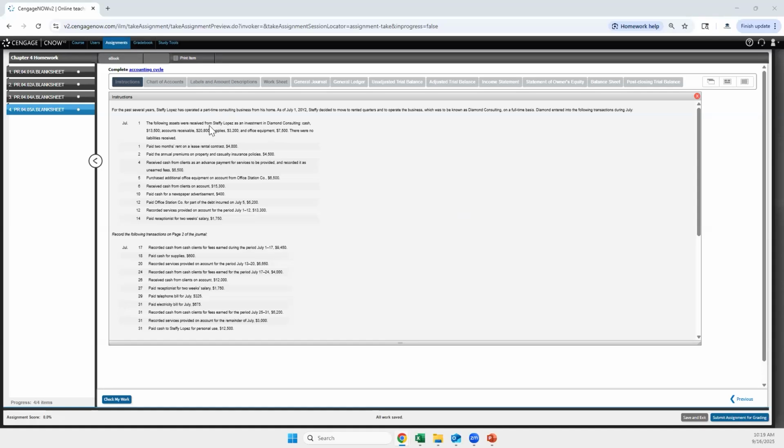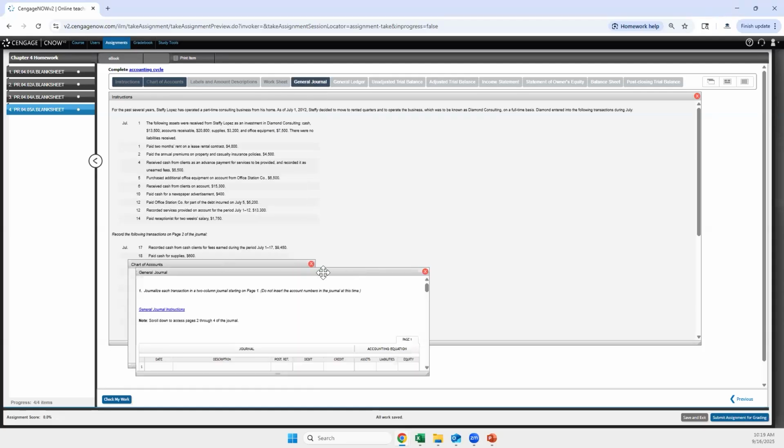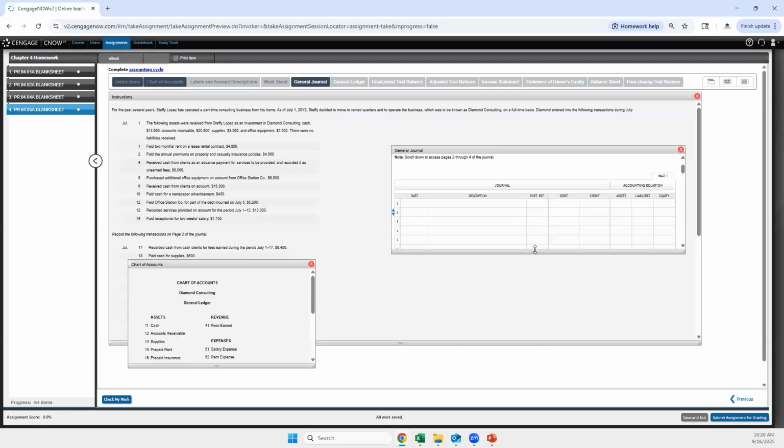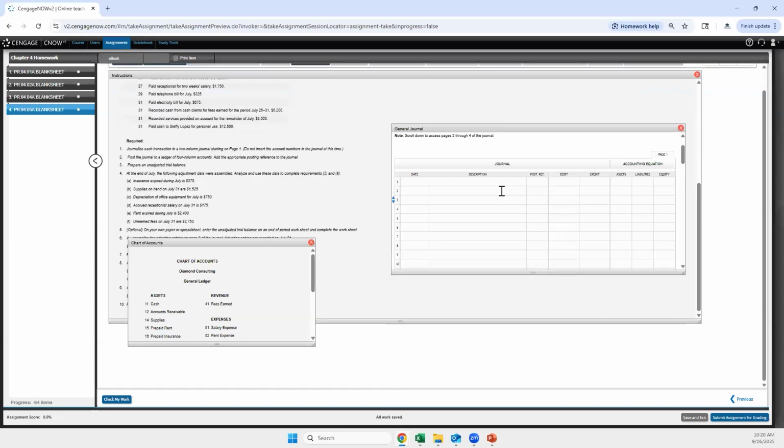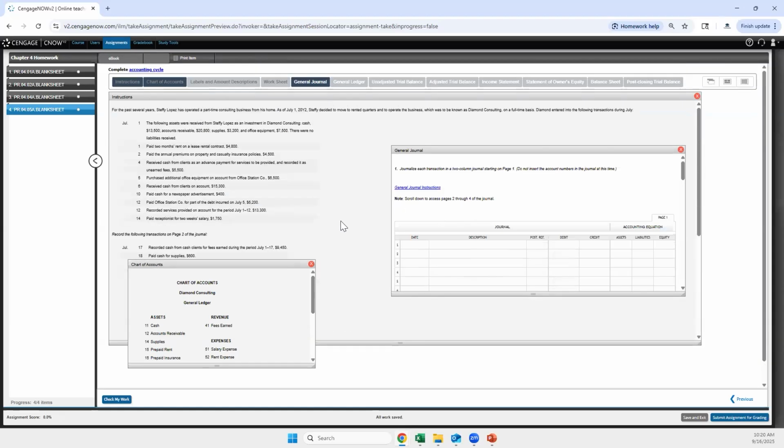So the first journal entry is the following assets were received from Steffi Lopez as an investment in Diamond Consulting. Cash of 13,500, and then we can pull up our chart of accounts and our general journal. It says scroll down to access pages 2 through 4 of the journal. So we just have each of our pages here. And it says we're putting each of these on the first page of the journal.